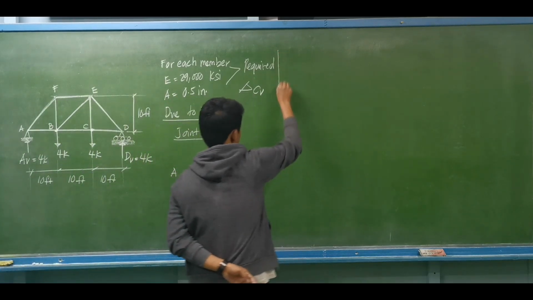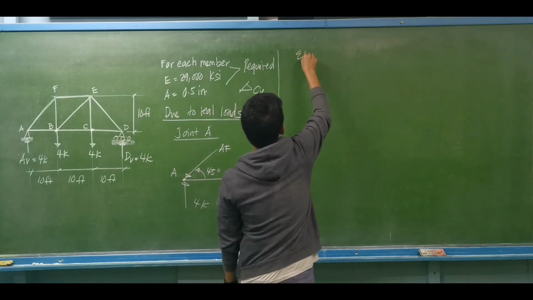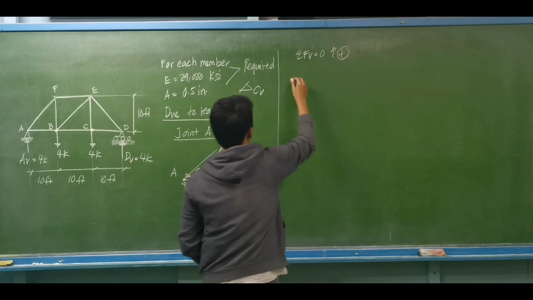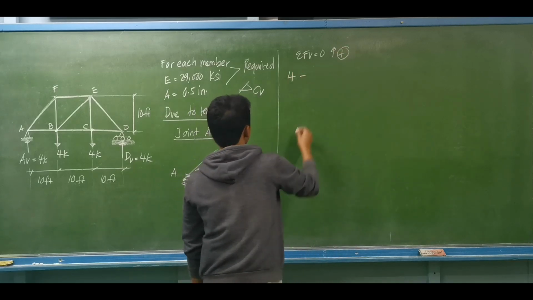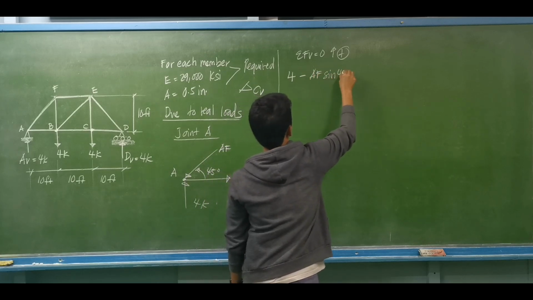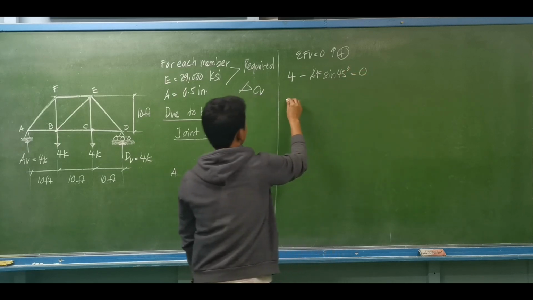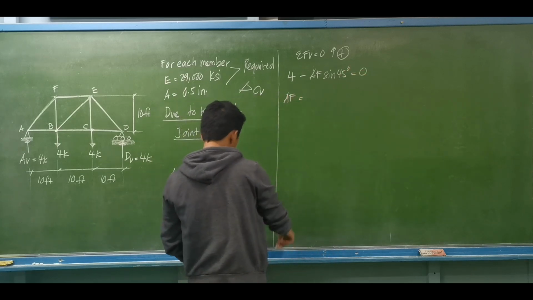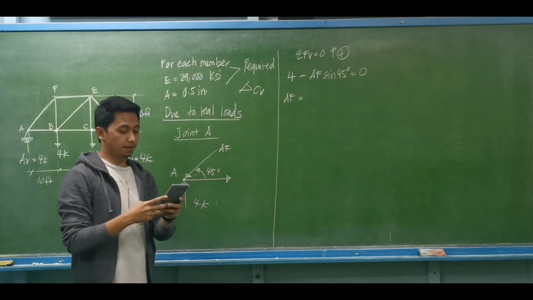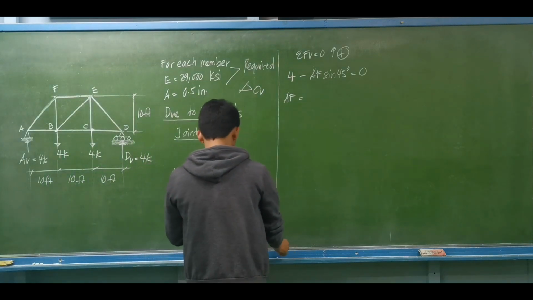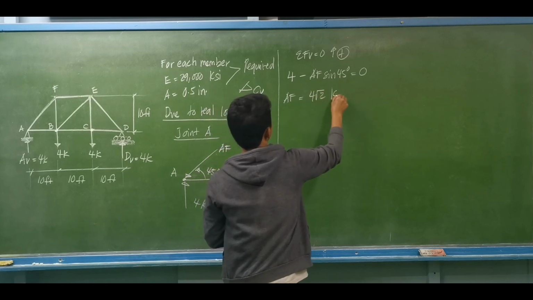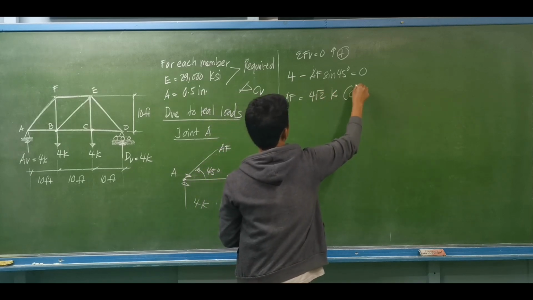So we have the summation of vertical forces equal to 0, with upward forces positive. At joint A, we have an upward force of 4 minus the axial force for member AF times its vertical component, sine of 45 degrees, equal to 0. So the axial force for member AF is 4 divided by sine of 45 degrees, equal to 4 square root of 2 kips, and this is under compression.